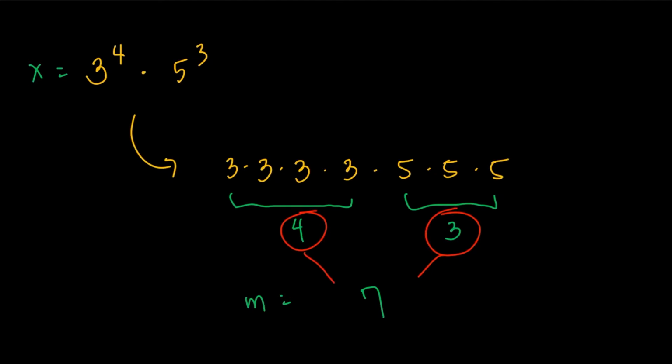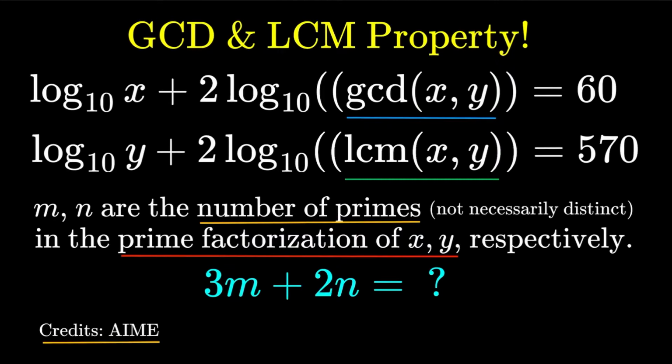So essentially, this part really just tells us that to get the M, we simply add the exponents in the resulting number. And then I'm going to do the same for Y to get N. So that's going to be M and N. And we're asked to get what is 3M plus 2N.